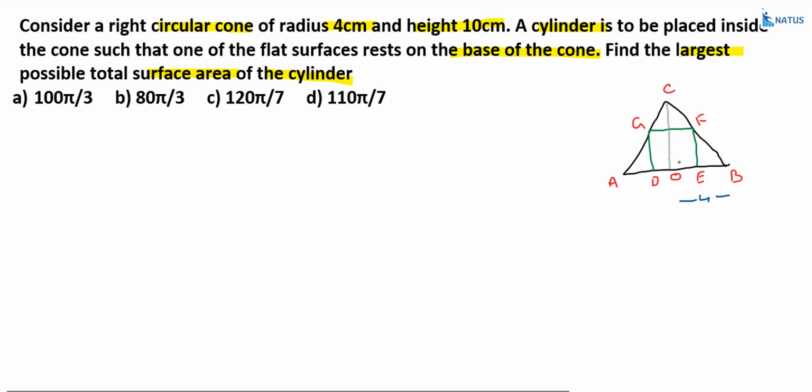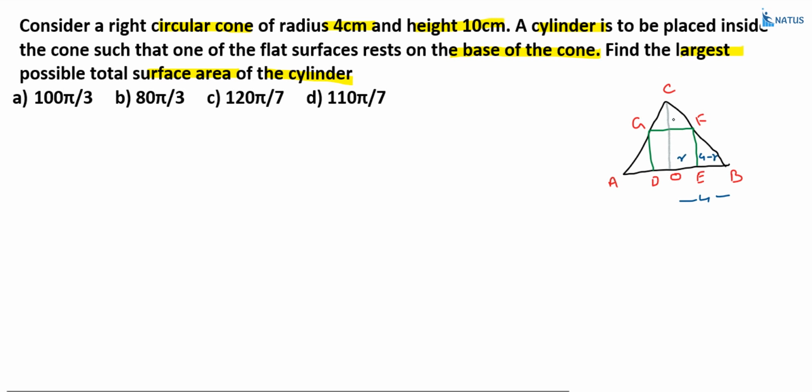And next, suppose the radius of the cylinder is equal to R. This is equal to R. And what about this one? This OB is equal to 4. OE is equal to R. And what is the EB? That is equal to 4 minus R, right?